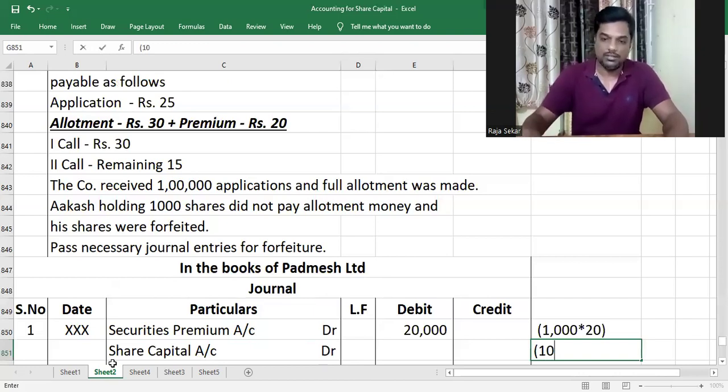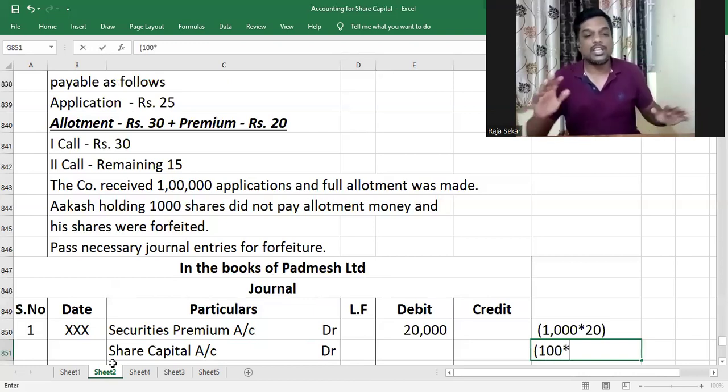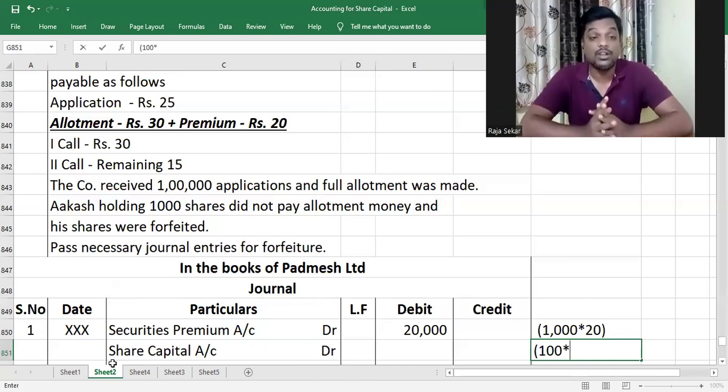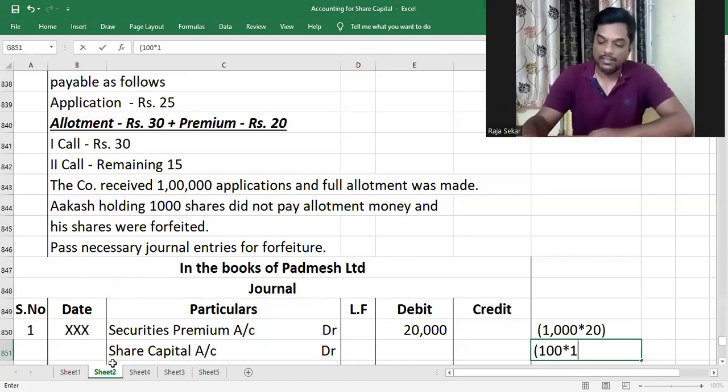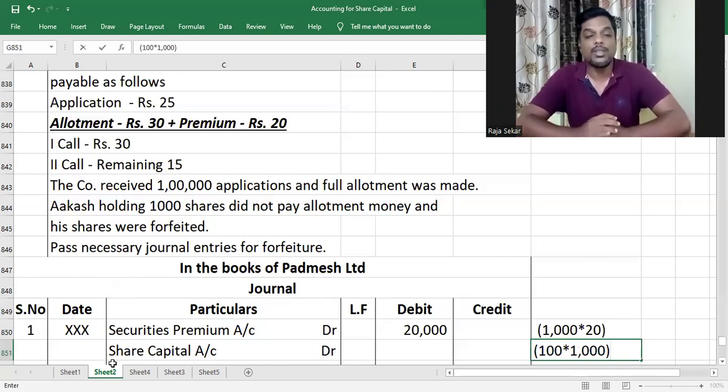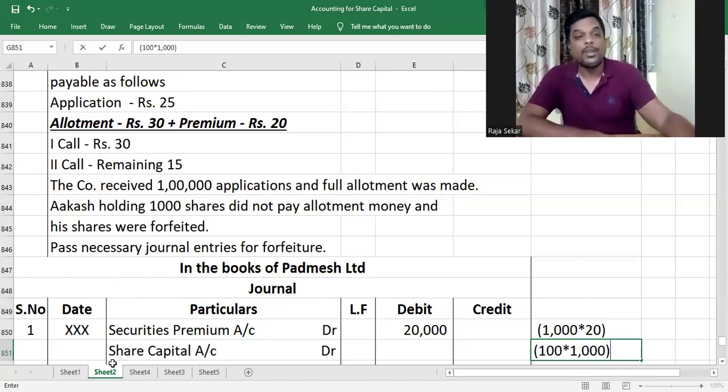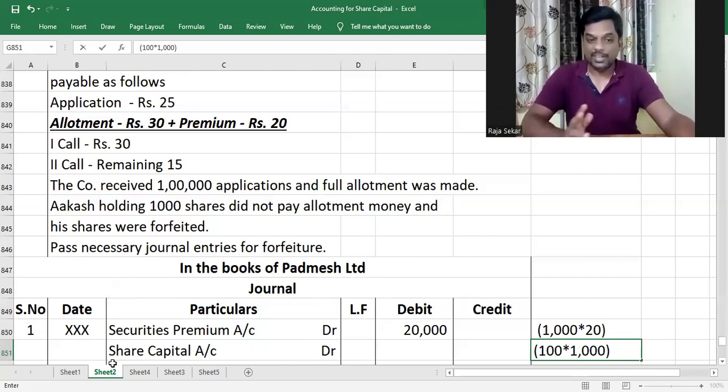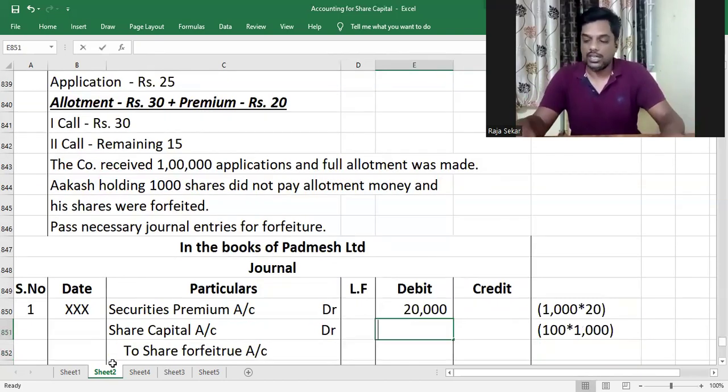100. As the question does not mention when the shares were forfeited, we've got to assume that the shares were forfeited after all the calls were made. And if all the calls have been made, then the entire 100 rupees, the face value of the share, would have been made due. Actually, they would have made 120 rupees due, including the premium. But the 20 rupees premium has been debited to securities premium account, so the capital portion made due would be 100, and therefore that 100. So that is 1 lakh.